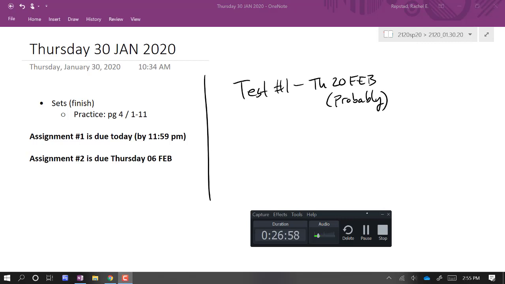So let's see. I've got assignment 2 to hand out. We're going to use the rest of class time today. If you haven't finished assignment 1 yet, work on that today. If you have finished assignment 1, get a start on assignment 2, or the practice.